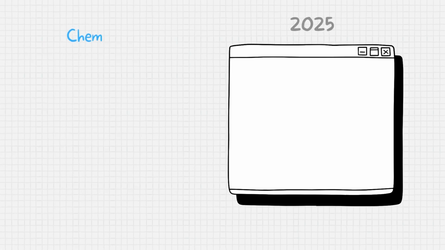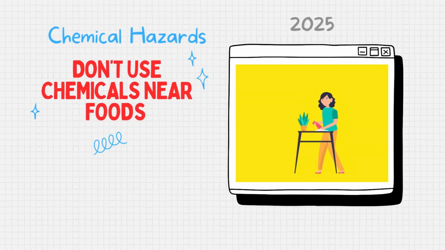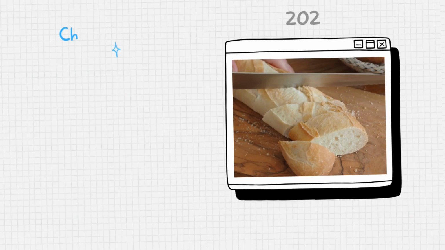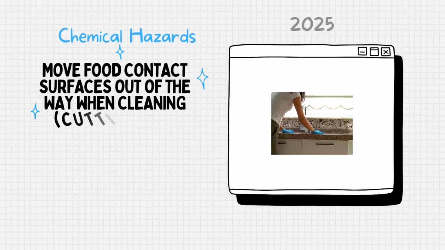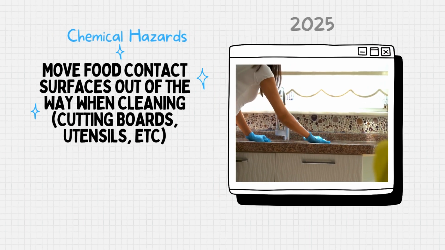Chemical hazards can occur when chemicals are placed or used near food items. Move small appliances out of the way when spraying chemicals and cleaning. Never store food and chemicals together. Keep chemicals in their original containers and clearly labeled.